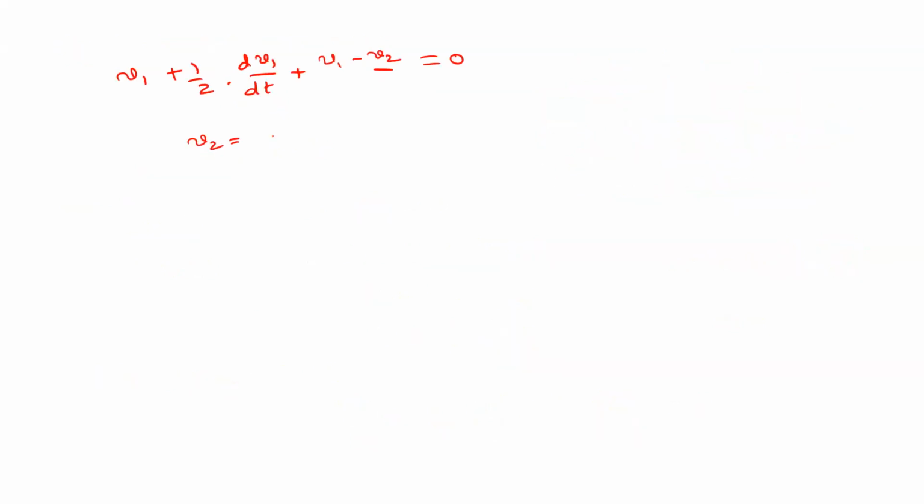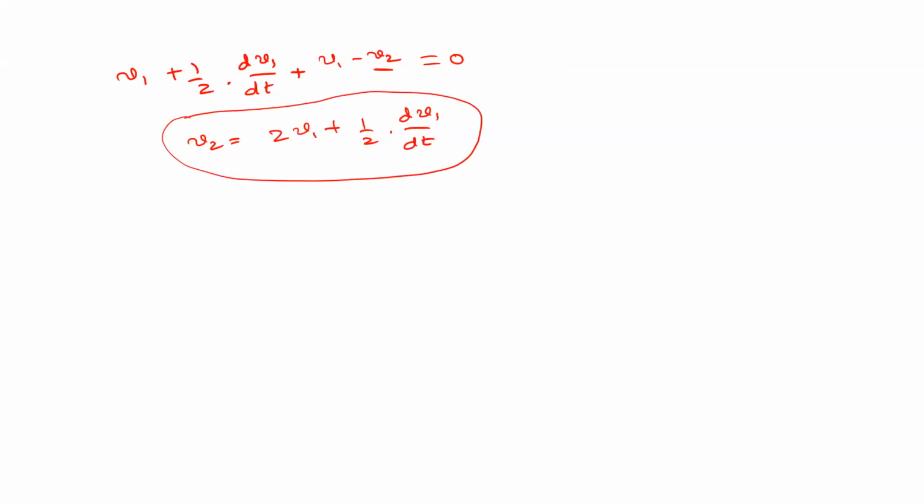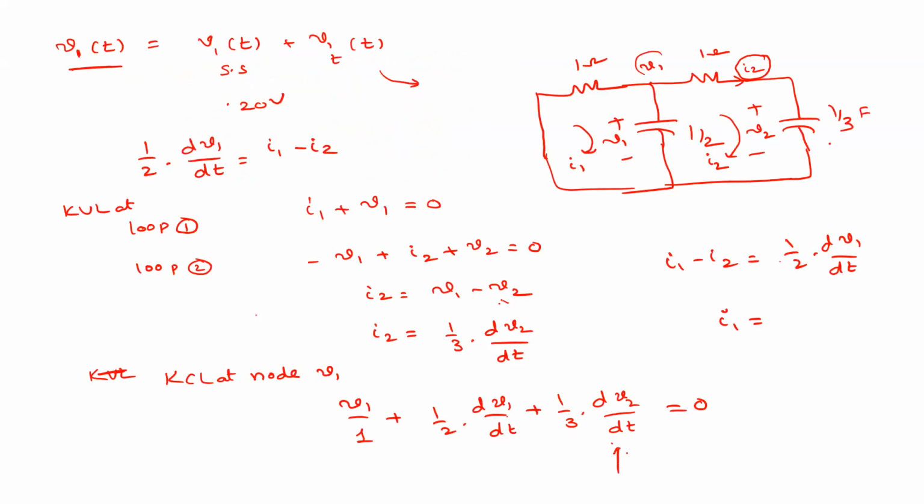So from this, what is V2? Tell me, then we'll go to that original one. What will you get for V2 here? So 2V1, not minus, plus 1 by 2 into dV1 by dt. So this is the V2, right? Yes, sir. So this is the equation for V2.